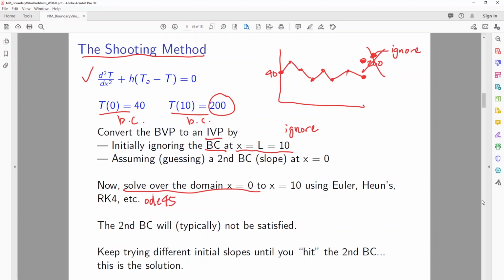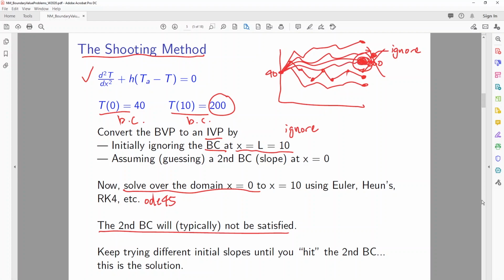ODE45, etc. And in general, this second boundary condition is not going to be satisfied. We might miss it. So we're going to keep on trying with different initial slopes until we hit this point up here. We'll try down here, march forward in time, and we might miss it. Then we'll try something different, and we might miss it as well. And slowly but surely, we're going to hopefully home in on the result right here.